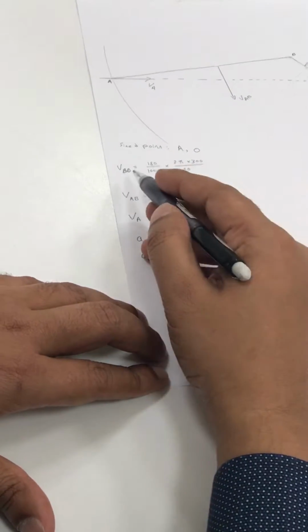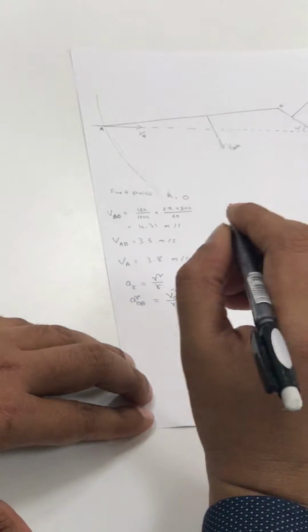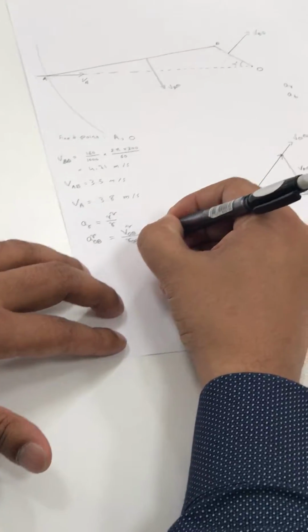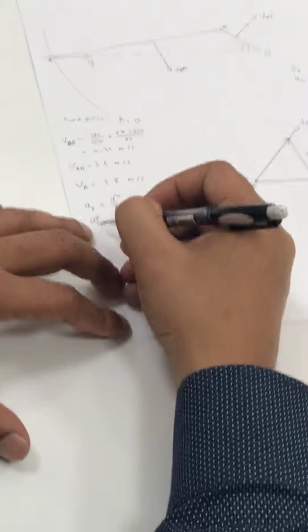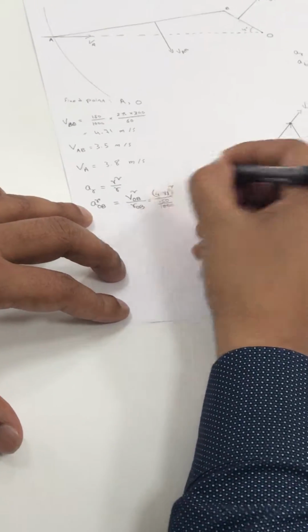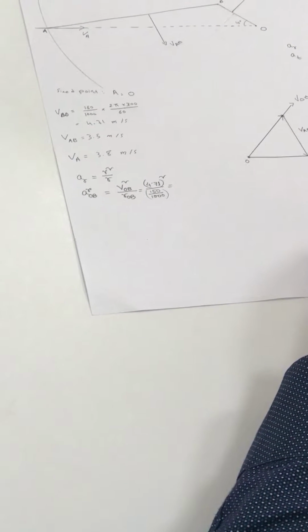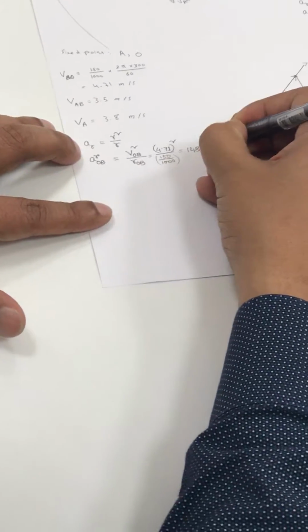Now the V_OB value is 4.71 square, divided by, what was the length for OB? 150 millimeter. I have to convert it to meters because the acceleration unit is meter per second square, so 0.15. So how much is it coming? 4.71 square divided by 0.15 is 147. Let's say 148 meter per second square, right?